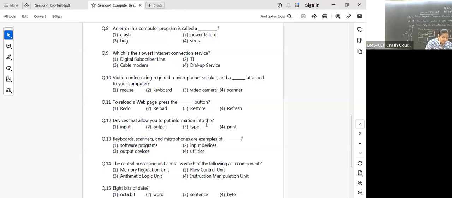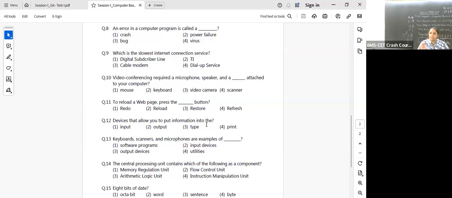Next one, devices that allow you to put information into the system, basically into the computer. Input. Then that is input devices. Okay, yes, it's correct. Keyboards, scanners, and microphones are examples of input devices. Yes, that's correct.